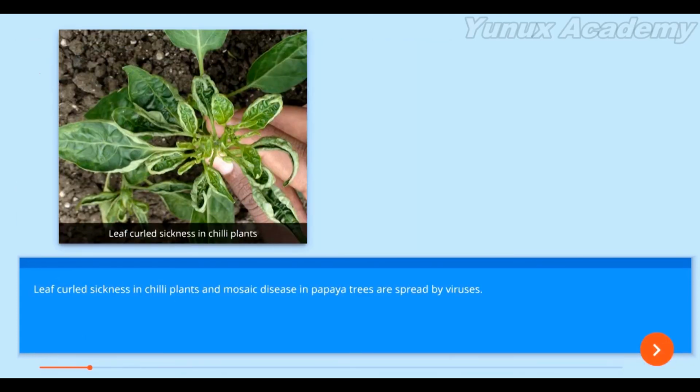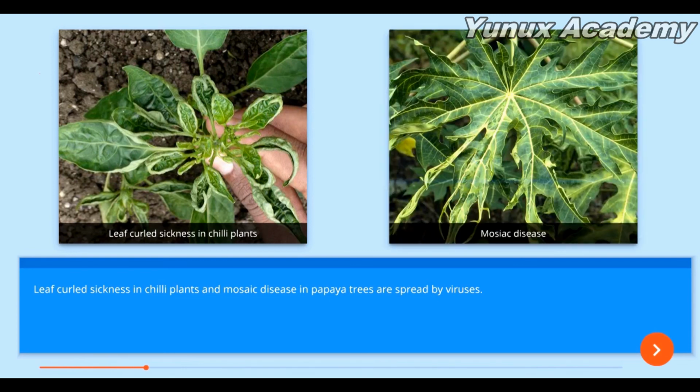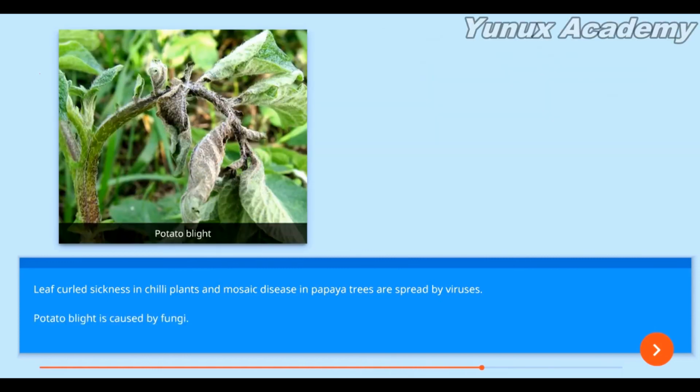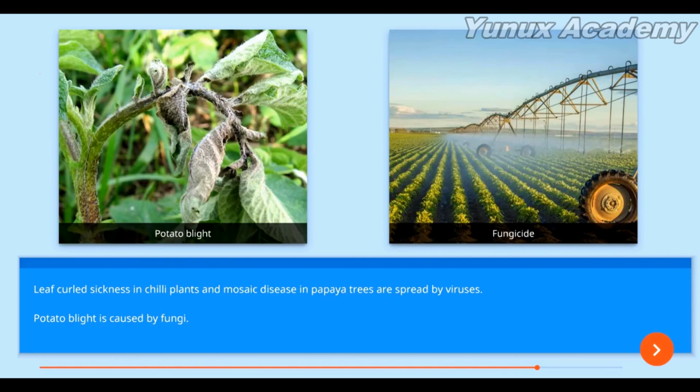Leaf curl sickness in chili plants and mosaic disease in papaya trees are spread by viruses. If any infected plant is identified, it must be removed from the field and burnt. Potato blight is caused by a kind of fungi, and a suitable fungicide can be used to prevent this from spreading within the field.